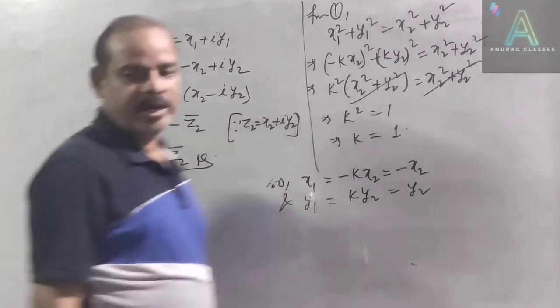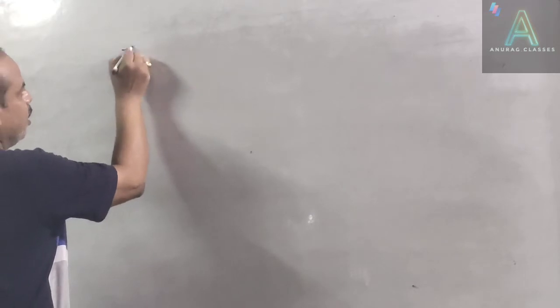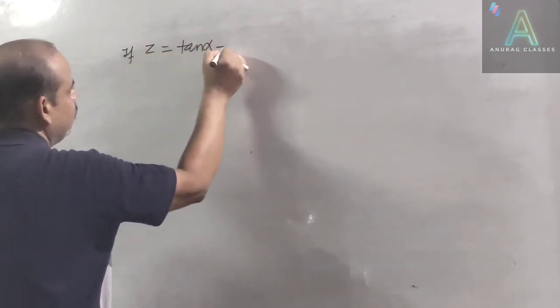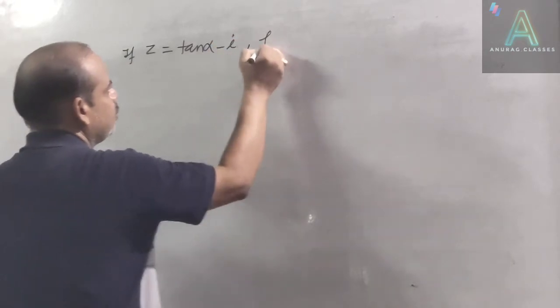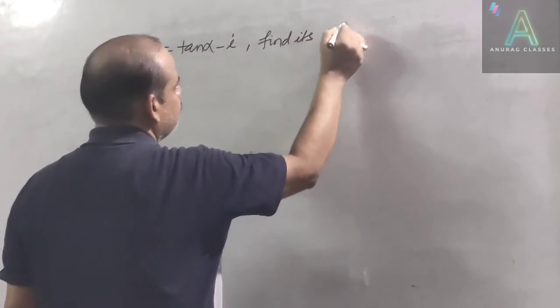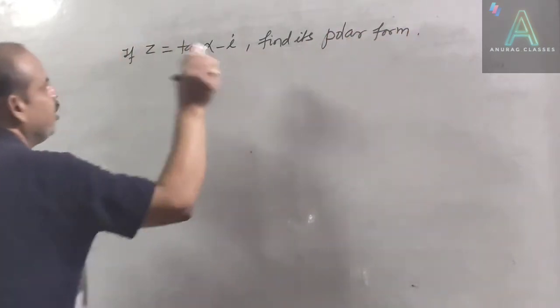Now come to the next question. Let us start one more question that is important for you. If z is equal to tan alpha minus iota, find its polar form. Means we have to convert this number into polar form.